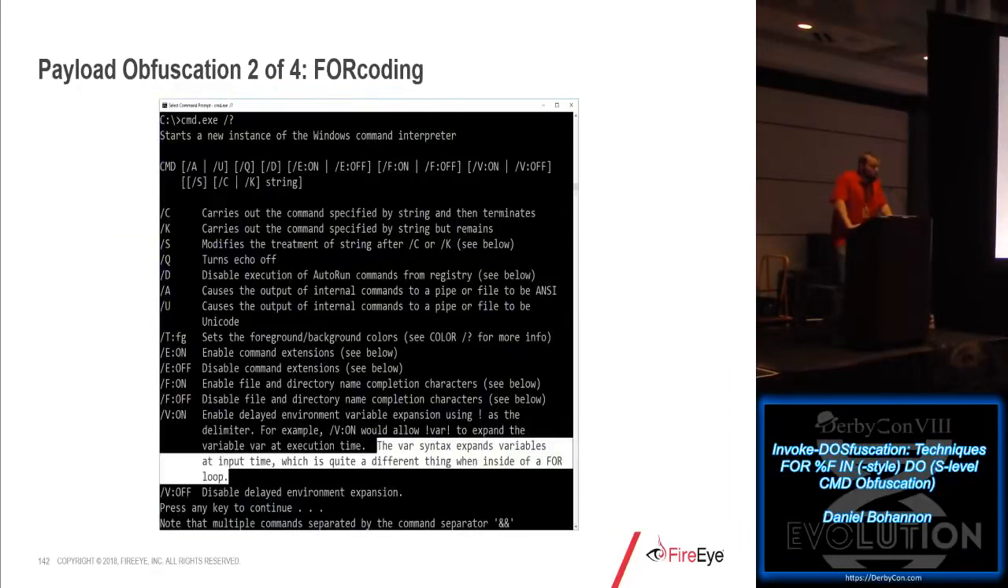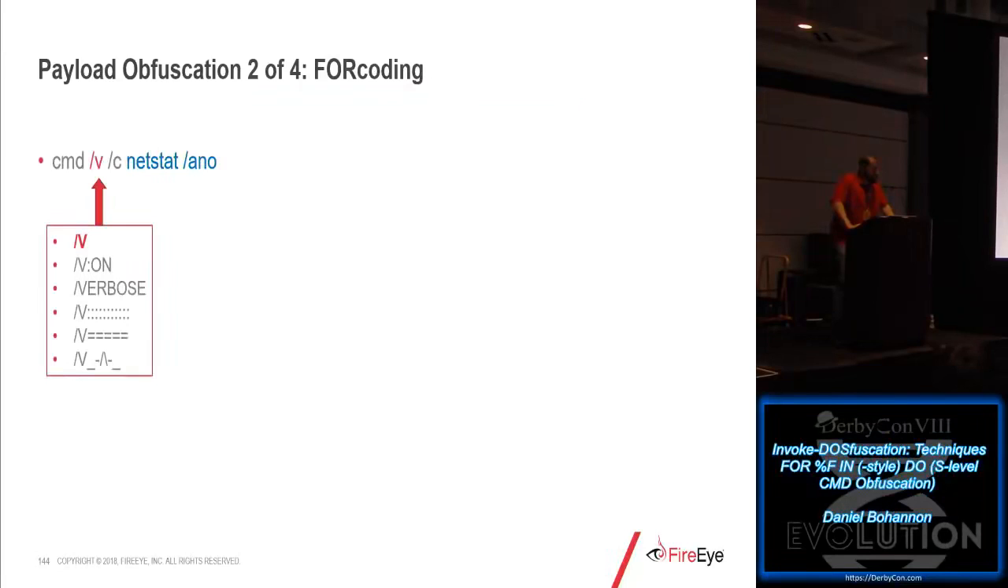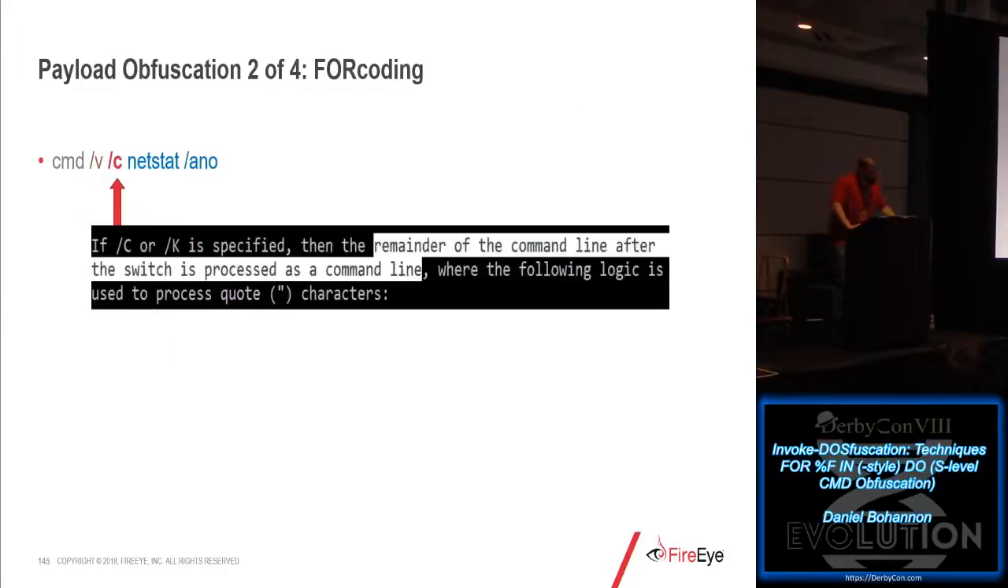And so for loop encoding, or FOR coding, was the next thing I looked at. When you look at the command help menu, /V:ON says it expands the variables at input time, which is quite a different thing when inside of a for loop. That is quite the understatement. It is an amazingly different thing when inside of a for loop, and there's some cool stuff you can do there. So let's start with this example and make sure we have our environment variable delayed expansion, which again can be any of these values here.